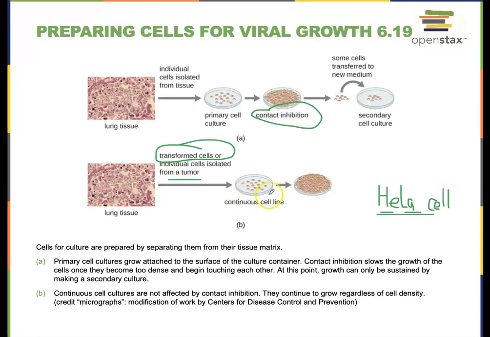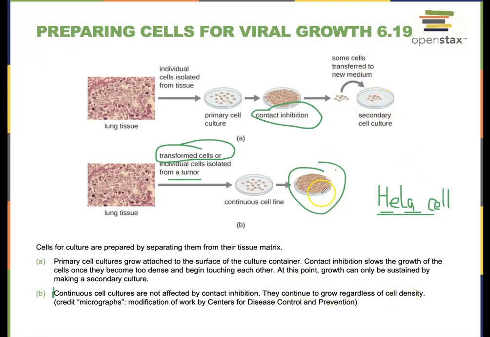And then you have this line, and you can see how the drawing is slightly different. We can get a mound of cells because tumor cells don't know when to stop. They lose their contact inhibition. They lose their ability to stop mitosis, the cycle. And so they just grow and grow and grow into like this heap of cells. So you can see in letter B here, continuous cell cultures are not affected by contact inhibition. They continue to grow regardless of cell density.